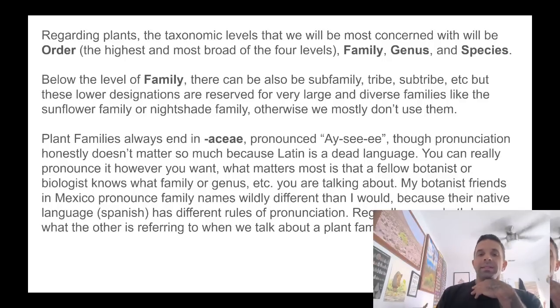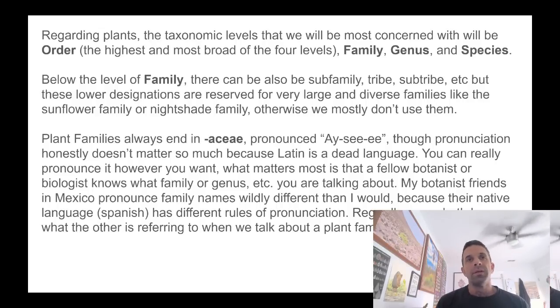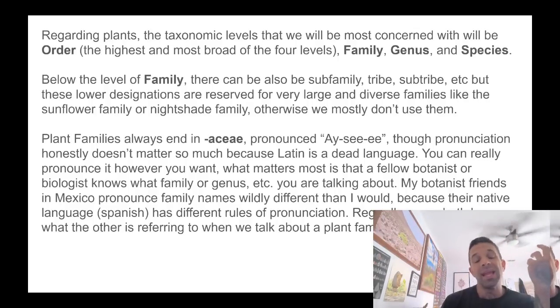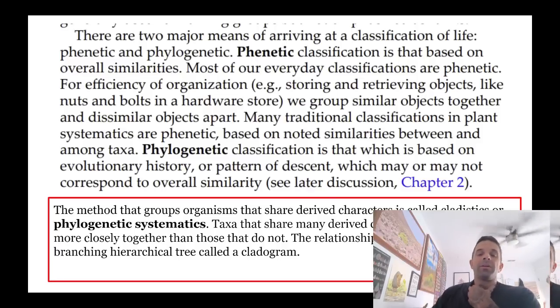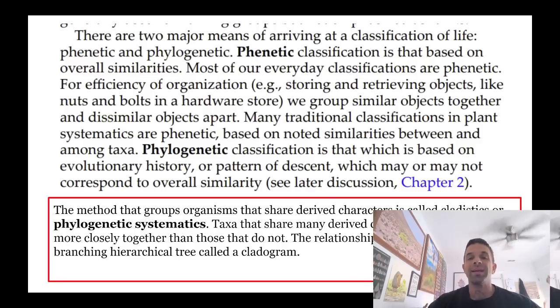So anyway, families end in -aceae. Orders always end in -ales. Subfamilies end in -oideae. So if you see a word that ends in -oideae, you know that's a subfamily. If it ends in -ales, you know that's an order, et cetera. Okay, there are two major means of arriving at a classification of life: phenetic and phylogenetic.